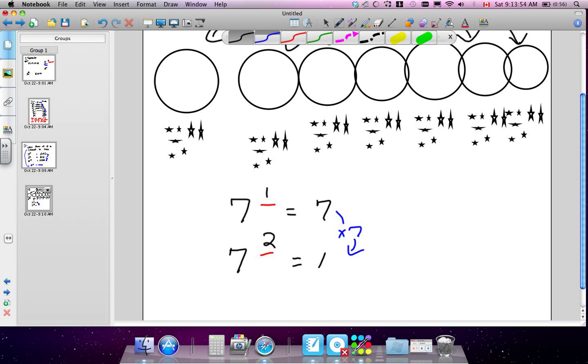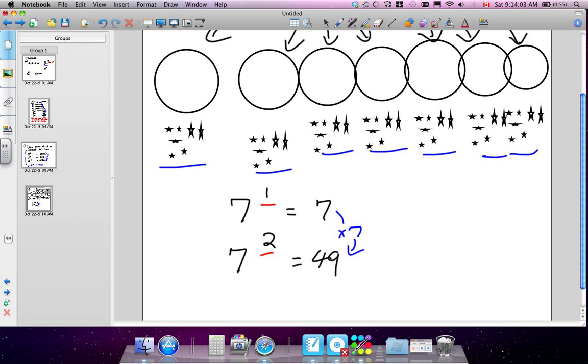I could go about counting them, but here's another way to think of it. There are 7, 7, 7, 7, 7, 7, 7. So each of these is 7, and there's 1, 2, 3, 4, 5, 6, 7. 7 times 7, which makes sense. 7 to the power of 2.